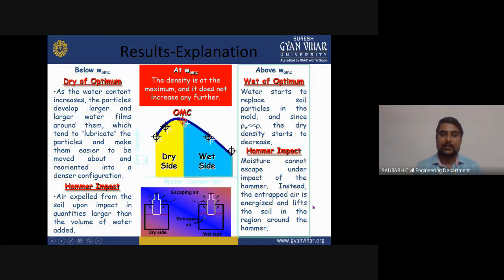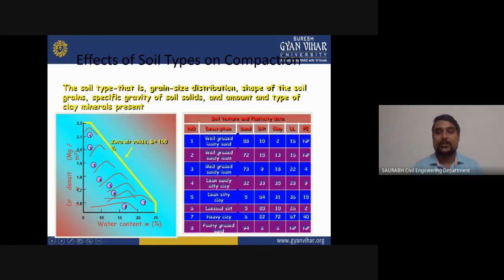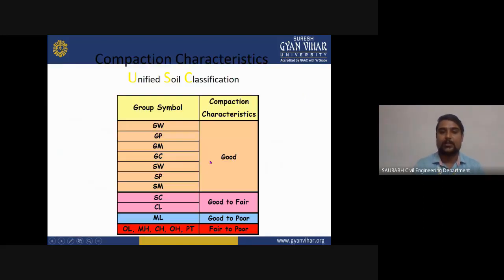As you can see here, that is your OMC, this is your dry side, and this will be your wet side. Means this soil is in the dry condition, and this soil will be in the wet condition, as you can see. Now we will see the effect of soil types on compaction. What will be the effect of soil type on compaction? The soil type includes grain size distribution, shape of the soil grains, specific gravity of soil solids, and amount and type of clay mineral present.